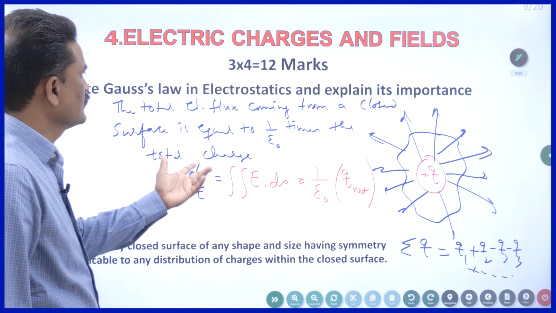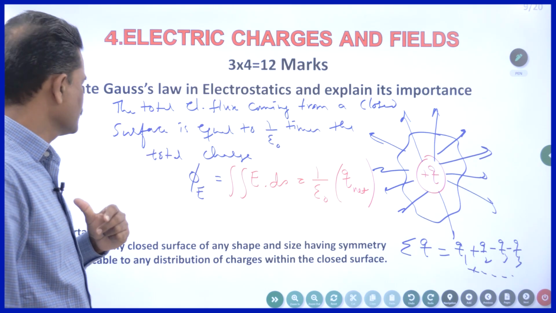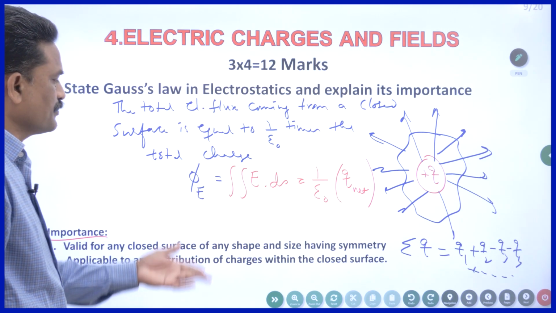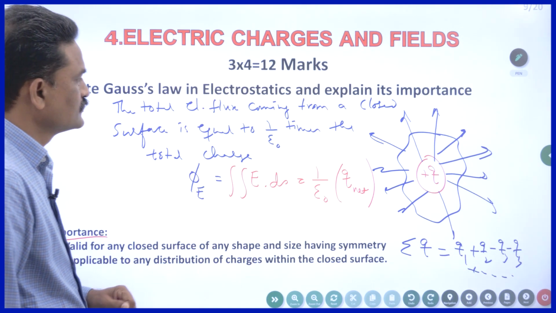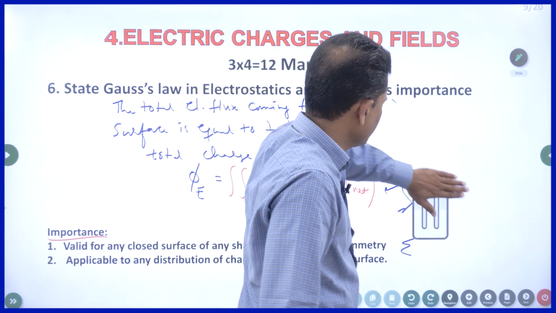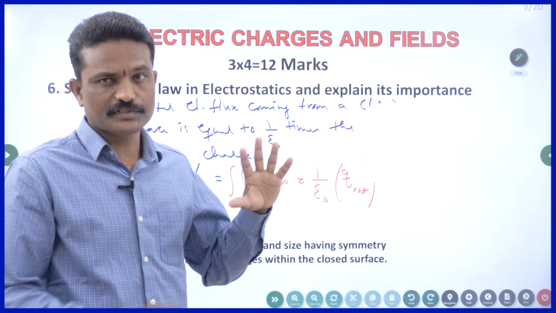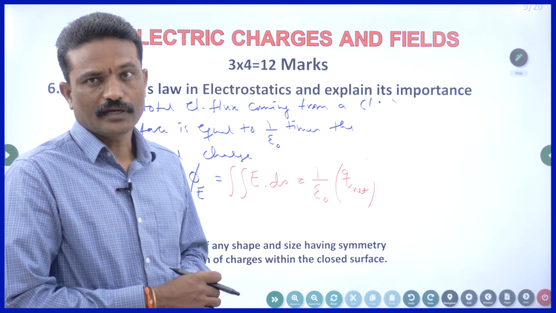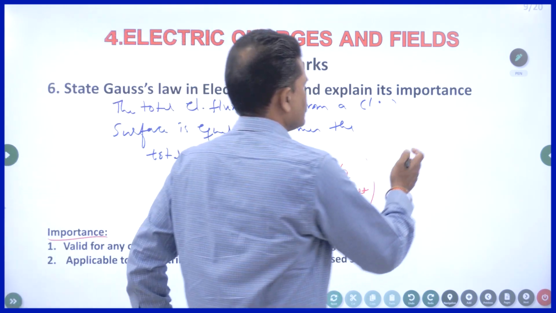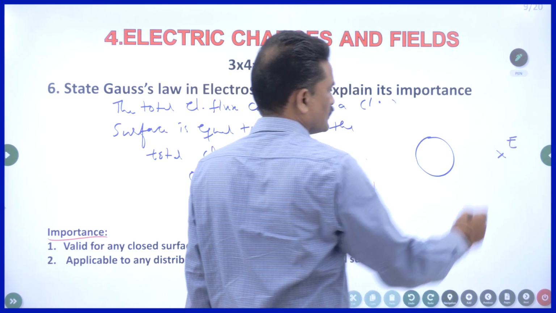So, what are the applications of Gauss law? What is the importance of Gauss law? Importance: valid for any closed surface of any shape and size having symmetry. So, by making use of Gauss law, I can find the intensity of electric field. I can calculate potential due to some charge distribution. I can also extend it to find the capacitance. Suppose there is a charged sphere. Now, I want to find the value of E at this point.